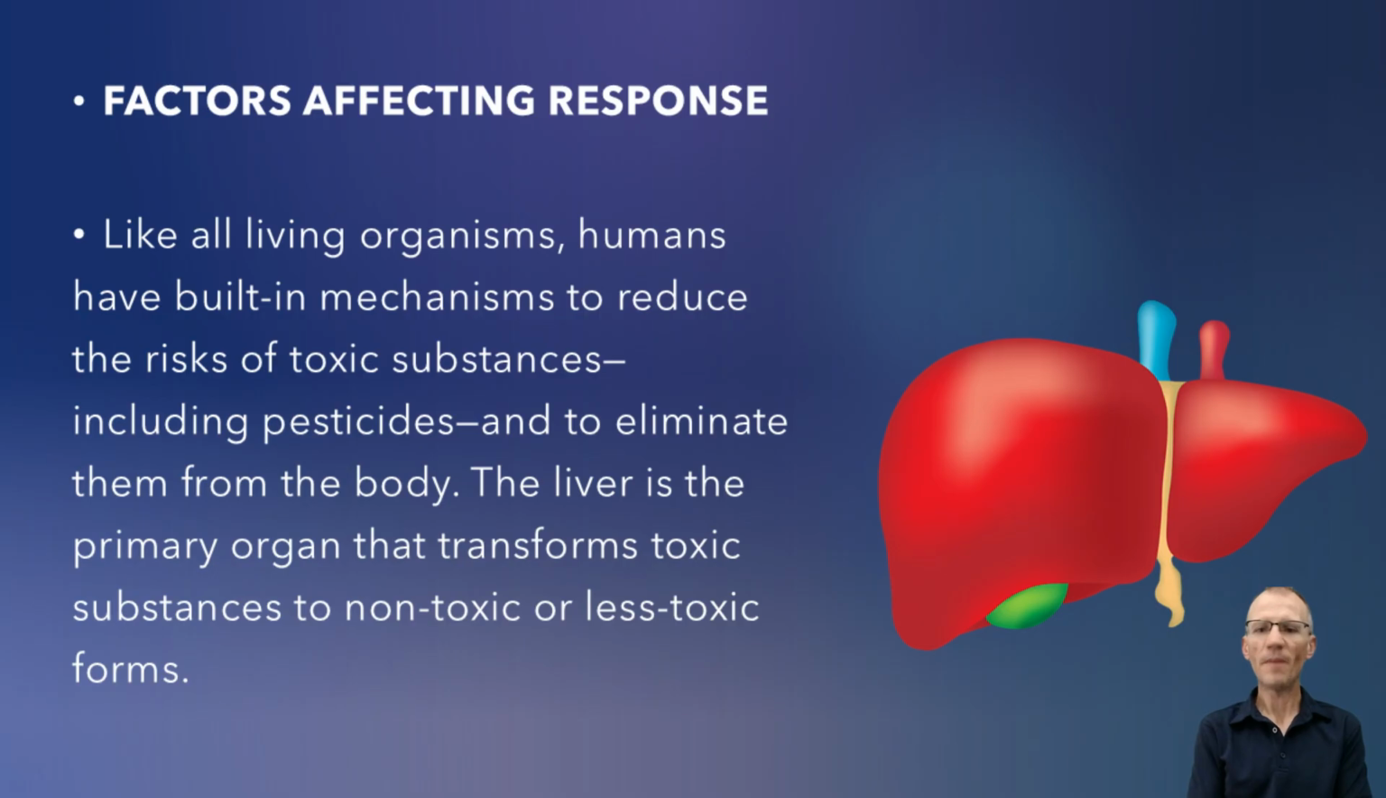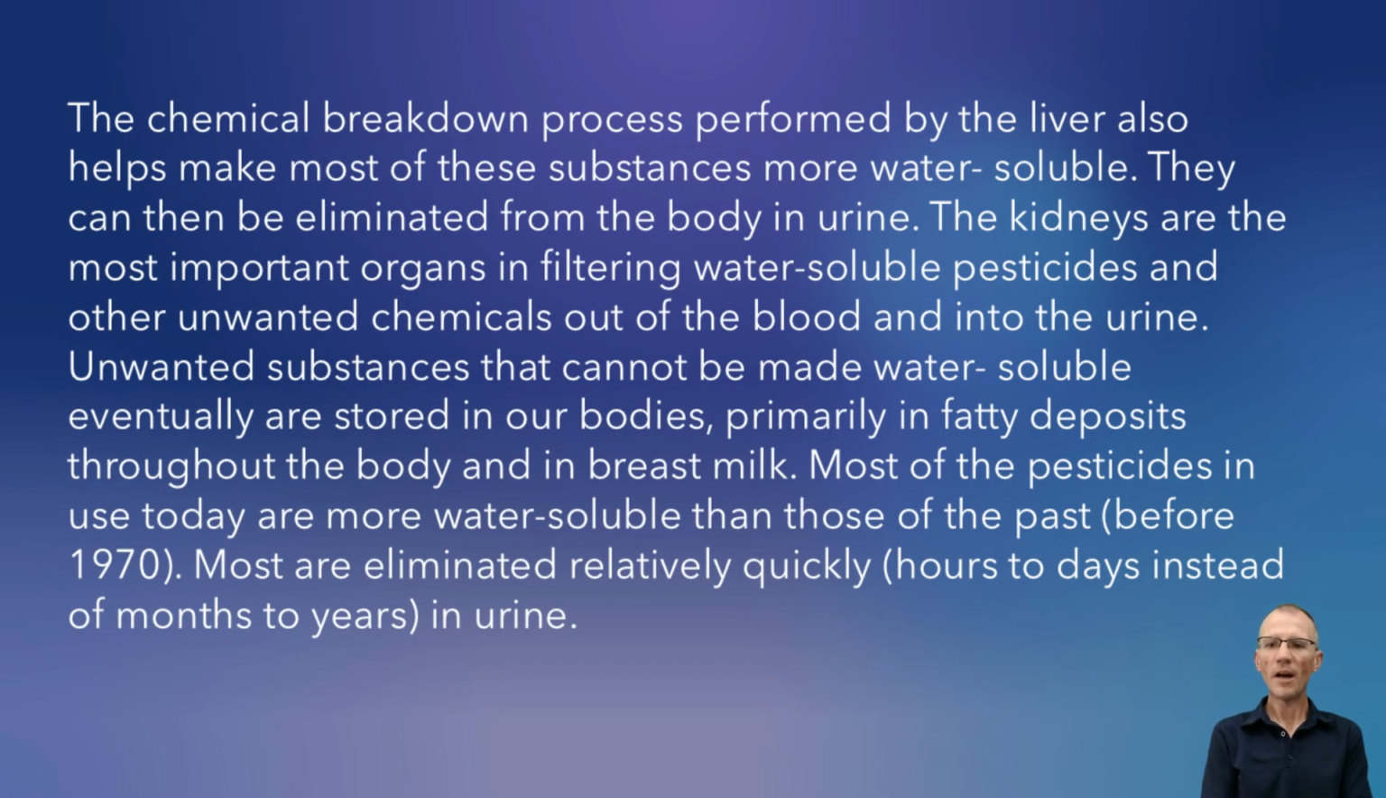Factors affecting response. Like all living organisms, humans have built-in mechanisms to reduce the risk of toxic substances, including pesticides, and to eliminate them from the body. The liver is the primary organ that transforms toxic substances to non-toxic or less toxic forms. The chemical breakdown process performed by the liver also helps make most of these substances more water-soluble. They can then be eliminated from the body in urine.